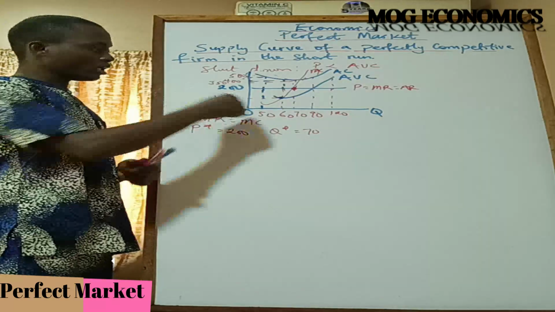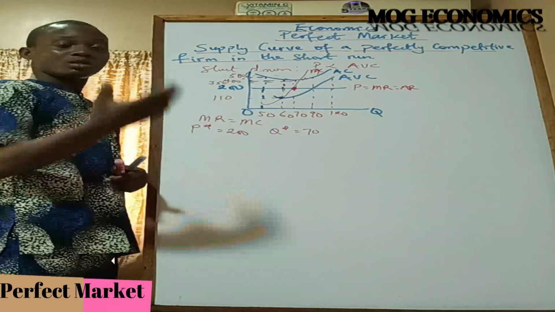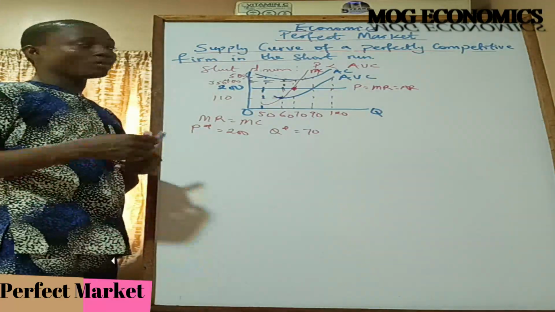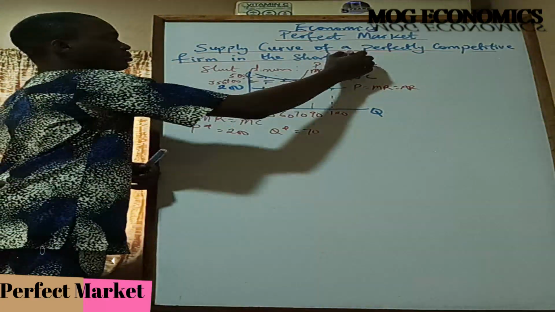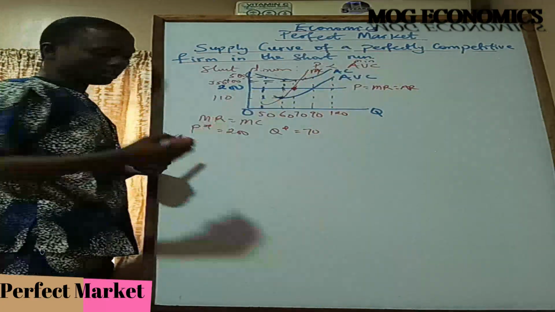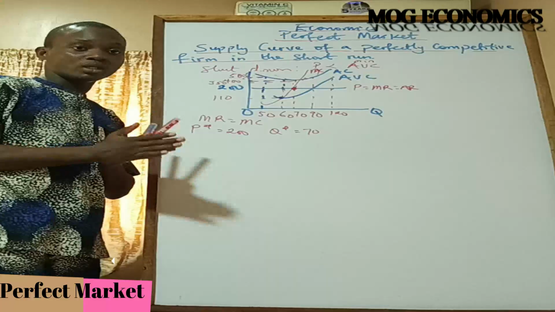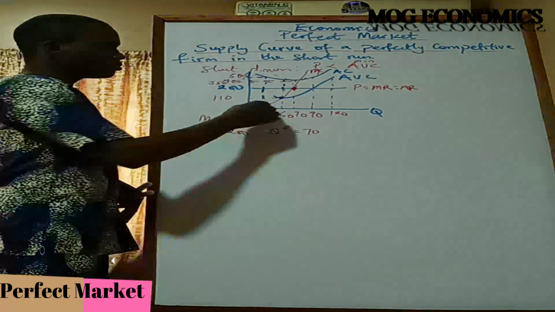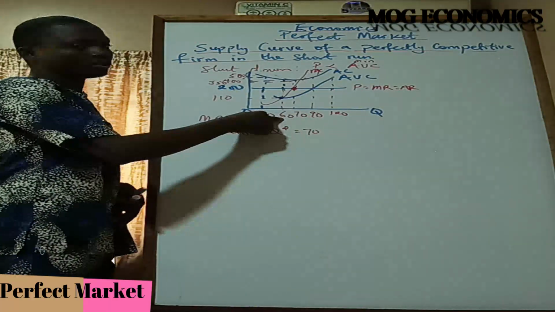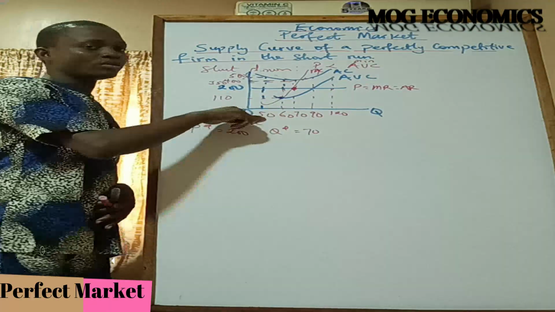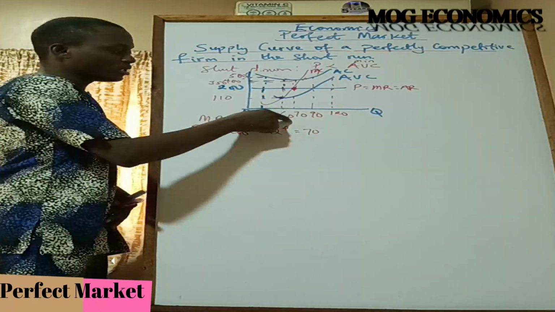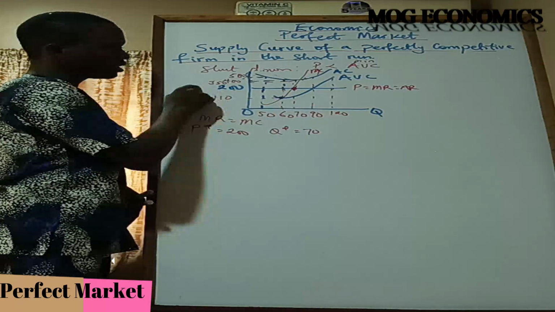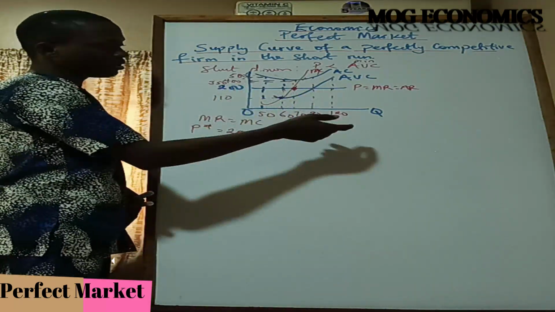Your shutdown position is basically where your price is lower than your minimum AVC. So if your price cannot cover your lowest AVC, then you shut down. Your minimum AVC is where you are producing 60 units. So this business cannot produce 50 units. It is producing 60 units at the price of 110, and 70 units at the price of 200, and on and on like that.